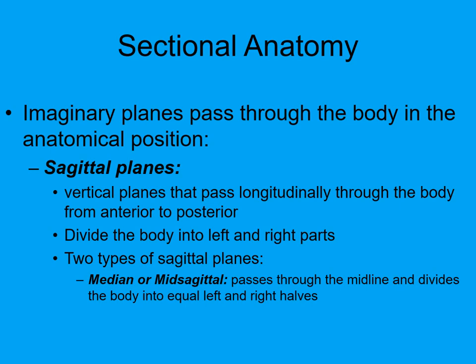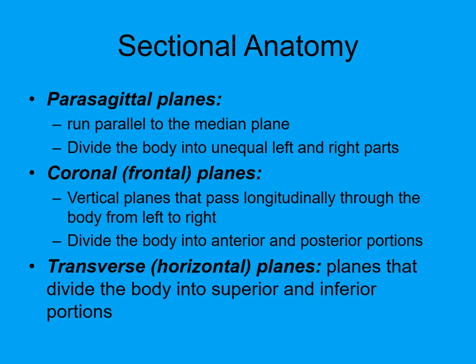Sagittal planes, this is basically a vertical plane that's going to be passing through the body. It's going to divide the body into a right and left side. Now, mid-sagittal means it's going right through that midline. And so you're going to have an equal left side to the equal right side. Parasagittal is where it's still a sagittal, but it's not right down the midline. So your right and left sides are going to be unequal.